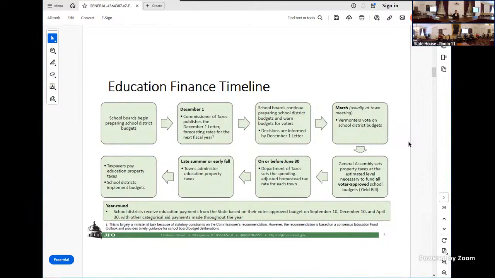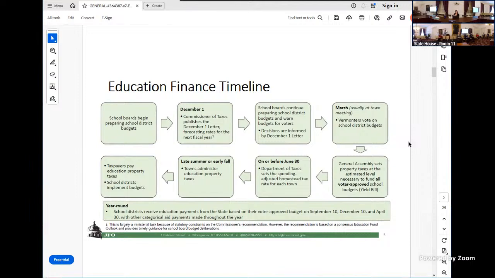And then the General Assembly is continuing throughout the session, and the General Assembly passes the yield bill, which essentially sets property taxes at the level estimated that's needed to fully fund the education fund, fully fund all of the voter approved budgets and any other choices or policy decisions the legislature has made. The Department of Taxes then sets those spending adjusted property tax rates based off of what was passed in the yield bill. And that happens on or before June 30th.